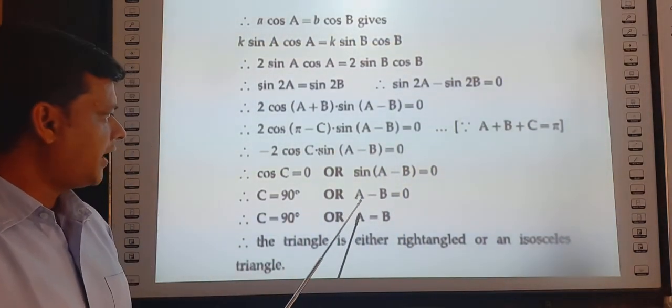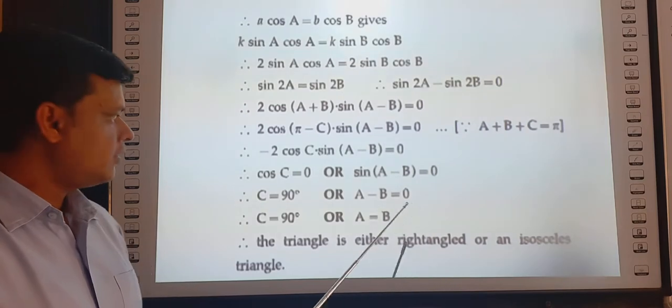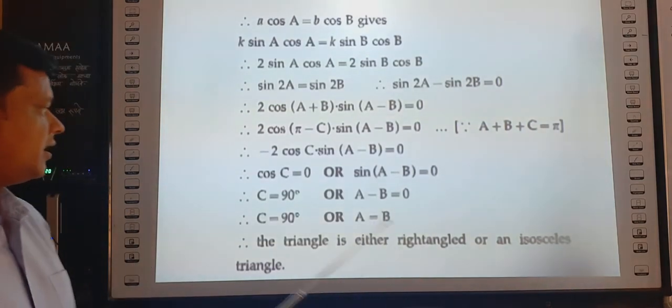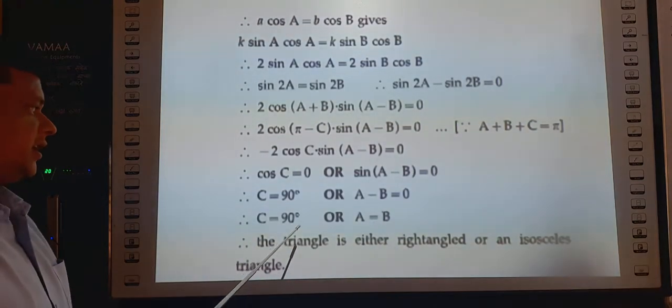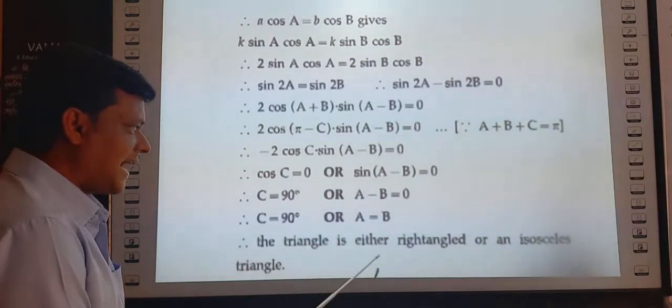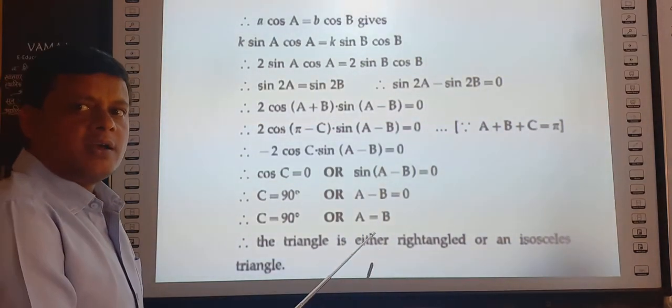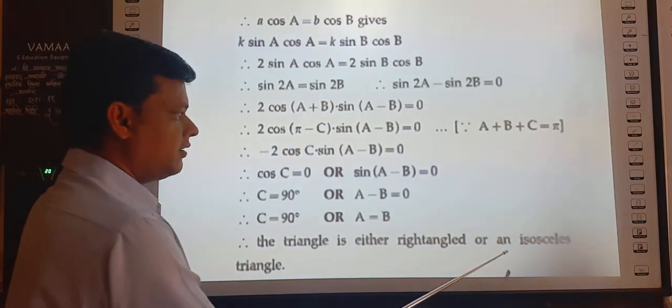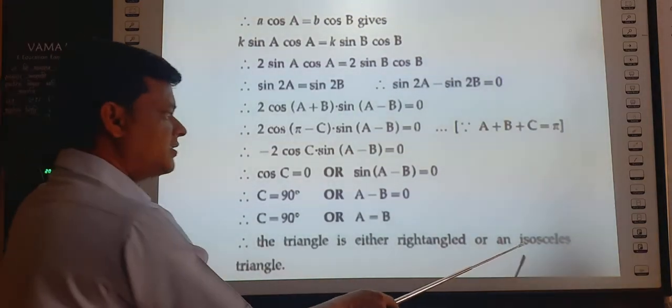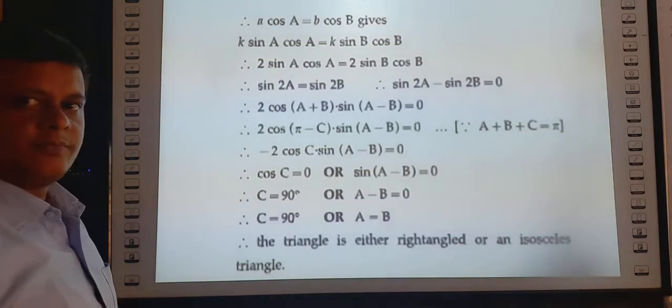So the value of a minus b equals 0. From that we write a equals b. Here we get C equals 90 degrees. Therefore the triangle is either right angled. Here we get A equals B, that means the measure of two angles is the same. Therefore the triangle is an isosceles triangle.